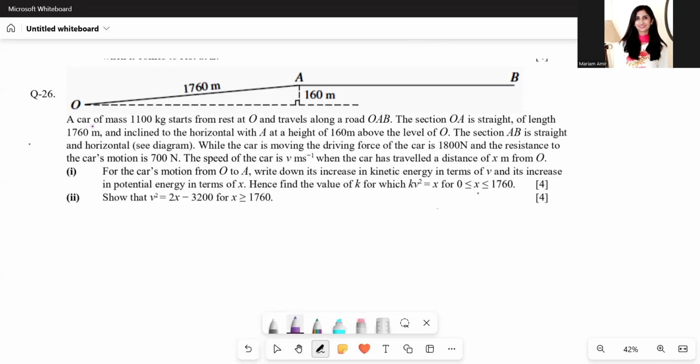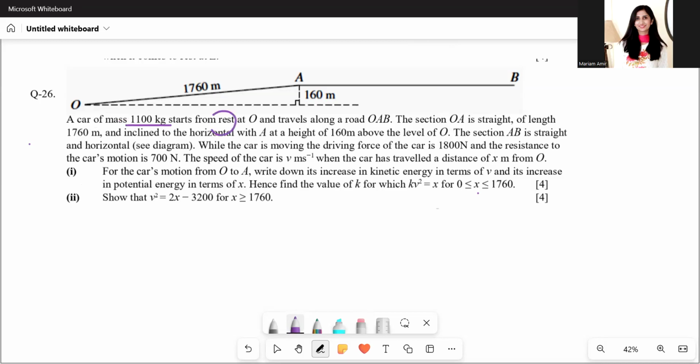Question number 26. A car of mass 1100 kg starts from rest at O and travels along a road OAB. The section OA is straight, of length 1760 meters, inclined to the horizontal with A at a height of 160 meters above the level of O. The section AB is straight and horizontal.